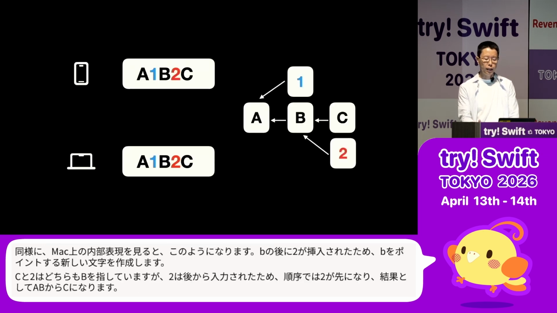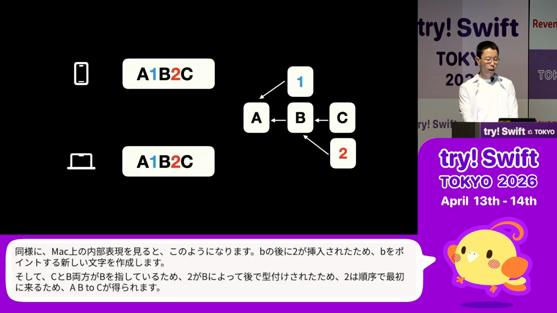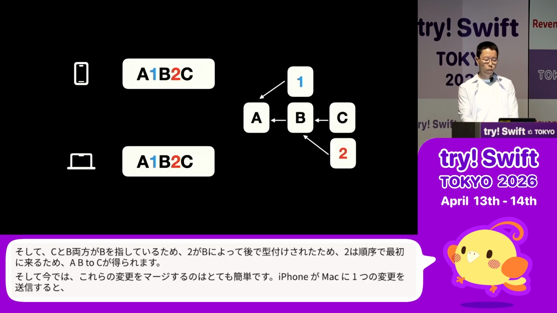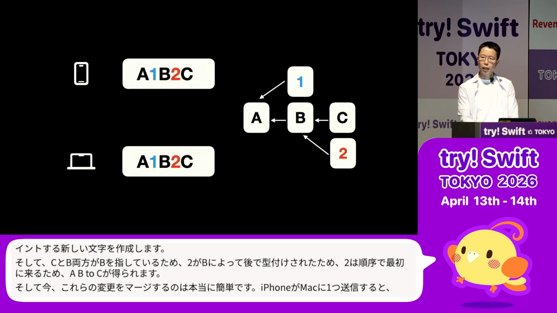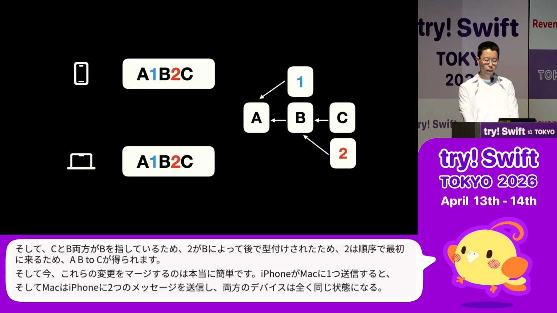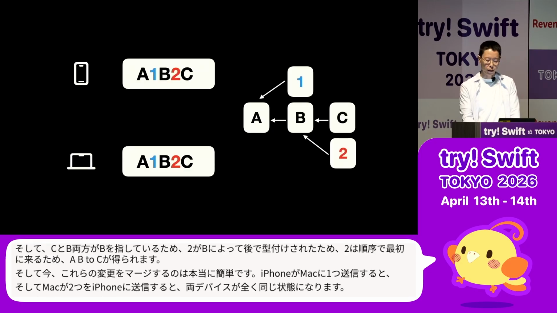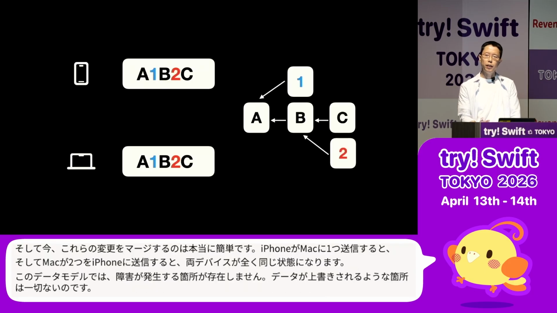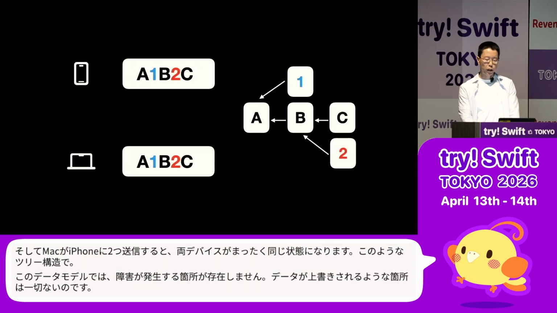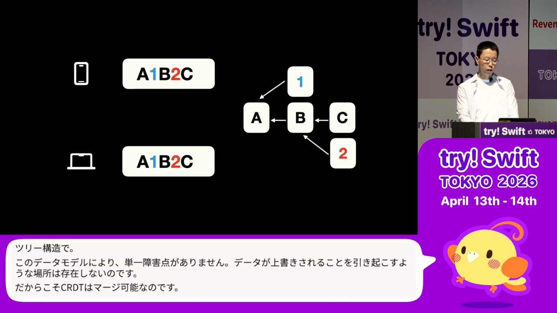And now it's really easy to merge these changes. If the iPhone sends 1 to the Mac, and the Mac sends 2 to the iPhone, both devices end up with the exact same state in a tree structure like this. Because with this data model, there's no point of failure. There's nowhere that will cause any of the data to be overwritten. And that's why CRDT is mergeable, because you're adding to the data, so nothing gets lost.